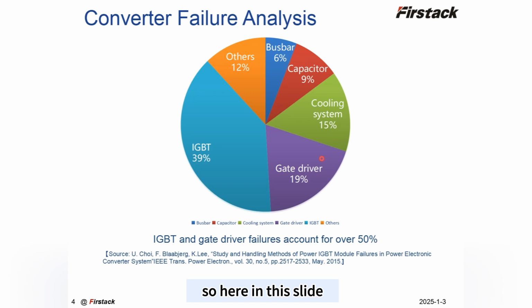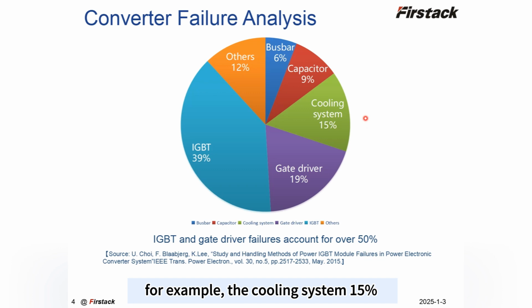So here in this slide, there is a statistic about the converter failure analysis. From this chart below, we can see that IGBT and the gate driver take up the biggest area of this chart. It is totally around 60%. So it is 39% plus 19%. And also there are some other failure factors, for example, the cooling system 15%, capacitor 9%, bus bar 6%, and other failure factors 12%.